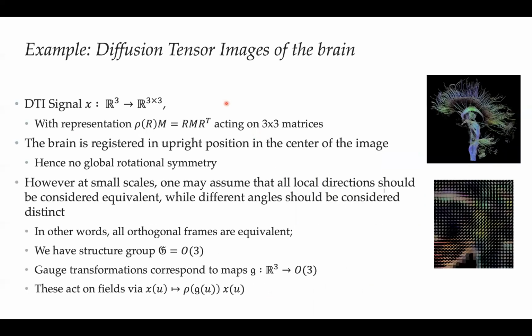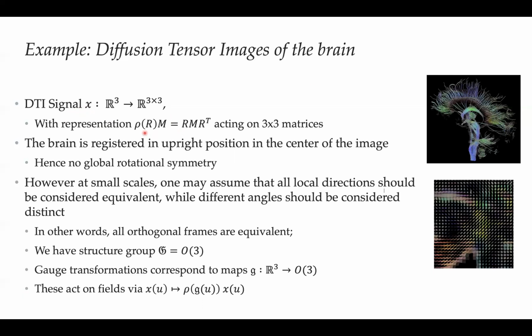All right, so here we have our example again, diffusion tensor images. So we can model a DTI signal as a function x from R^3 to R^3x3. In this case, we don't have to worry about sections, because we can align all the tangent spaces of this manifold. So we can describe our signal as a function.